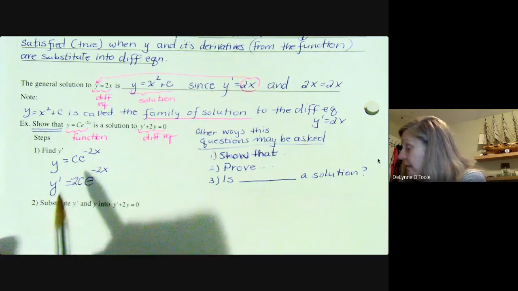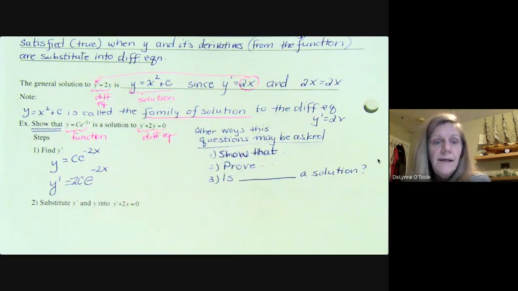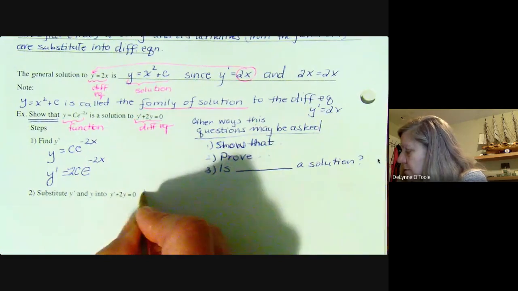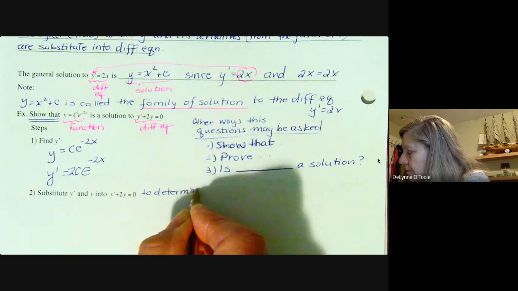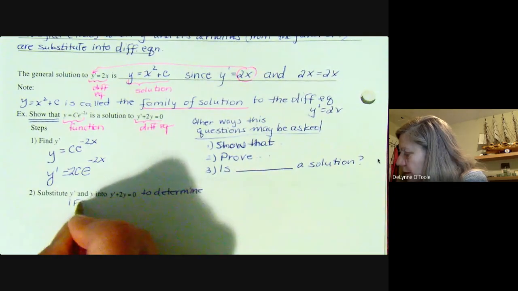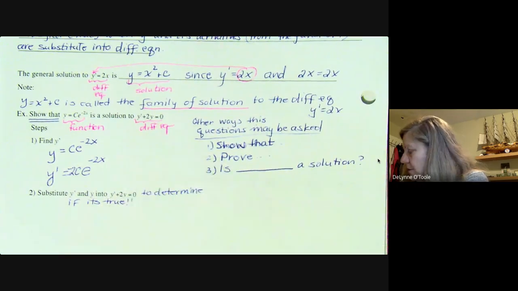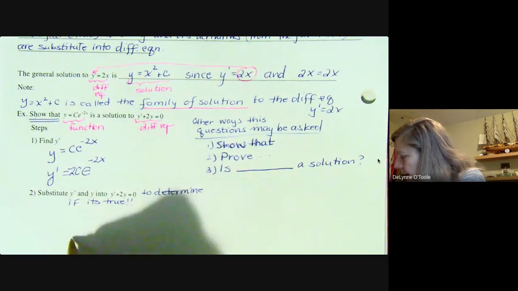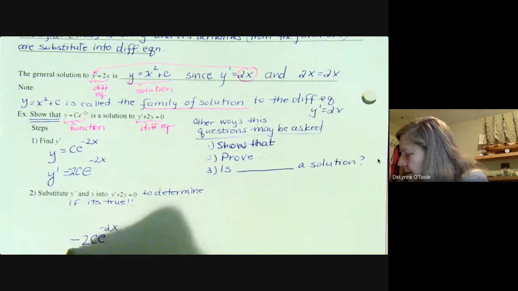All right, we now have everything that we need to plug into this equation to see if that equation is true. Okay, so this is substitute y prime and y into this to determine if it's true. Does it make a true equation? All right, no problem. Let's see. Y prime is negative 2c e to the negative 2x. That's y prime.